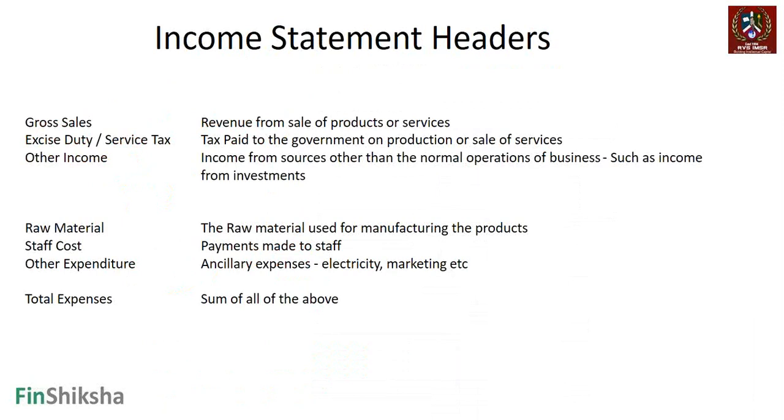Now, all the headers that we have seen on the income statement, let's recap the statements and definitions. Gross sales is the revenue from the sale of products or services, the actual gross revenue, right? So if an item is worth 100 and there is a tax of 10% excise duty on that, 110 is the gross sales number, right? Then there is an excise duty or service tax, which we said was 10%. So that's 10 here. What is left is net sales after you remove this. So 110 minus 10 equals 100. That's my net sales number.